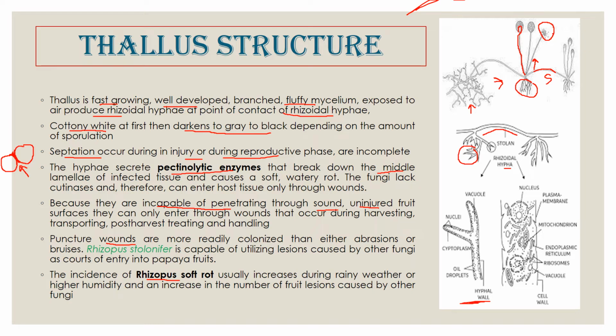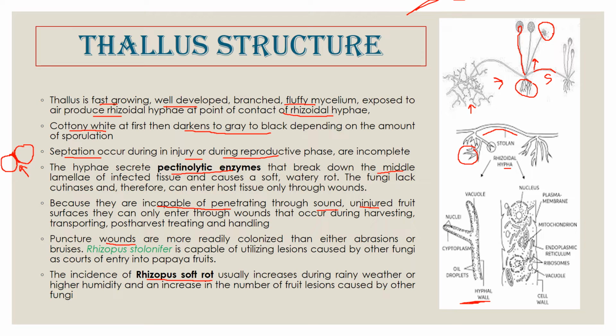So this type of fruit damage that Rhizopus causes is called Rhizopus soft rot. That is very common during the rainy season in India, and in hot and humid climate, especially 20 to 25 degrees C, the optimum temperature for the growth of this Rhizopus.